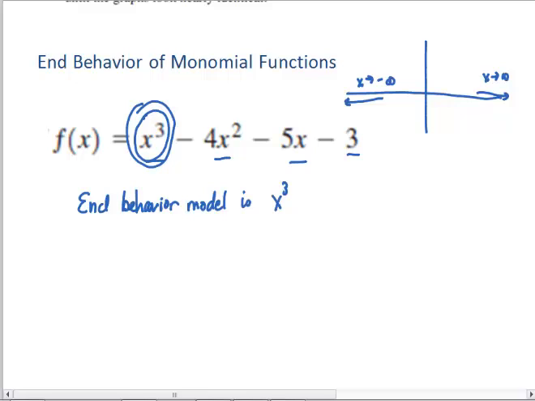Now, any polynomial I give you, like negative x to the 7th plus 4x cubed minus 2x plus 1, if I gave you that to be g of x, the end behavior model would be negative x to the 7th.